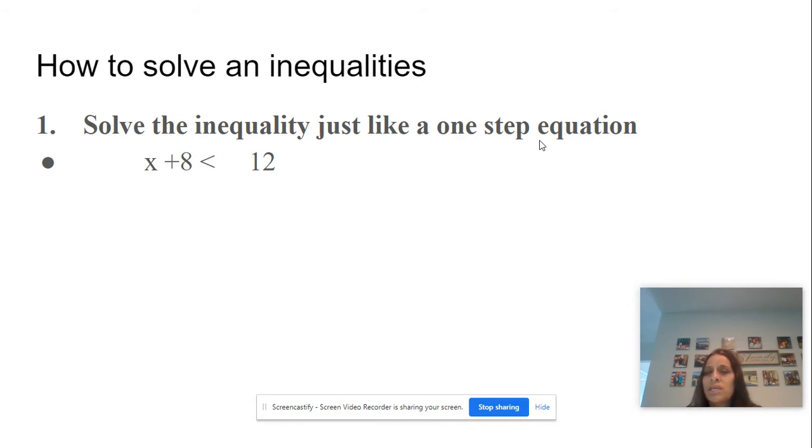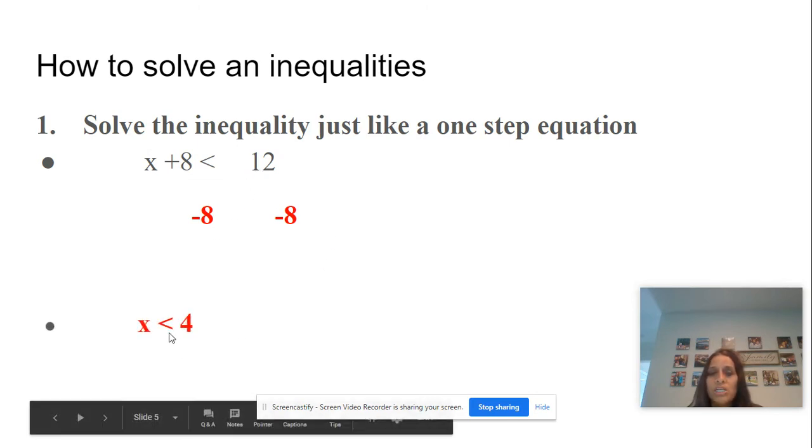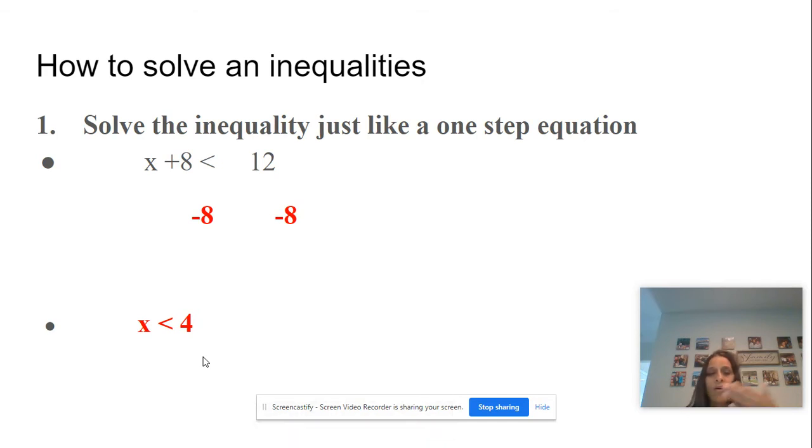We're going to solve this just like we do one-step equations. I need to get rid of that 8 so that x can be by itself. So I'm going to subtract 8 from both sides. The 8's go away here, and 12 minus 8 becomes 4. So the solution to this inequality is all the numbers less than 4. That could be 3, 2, 1, 0, -1, on and on and on.